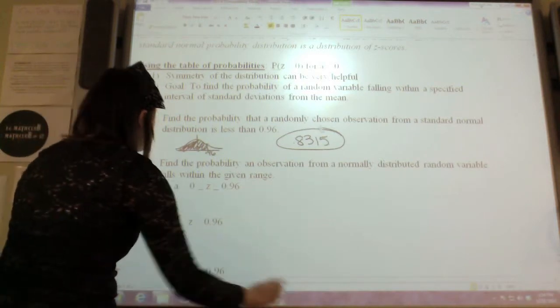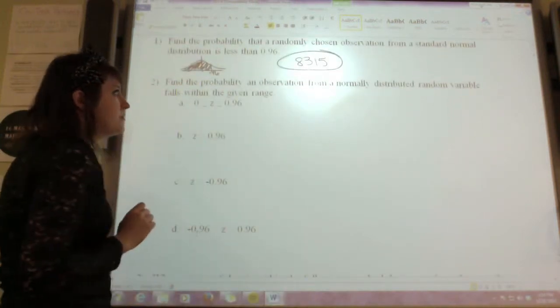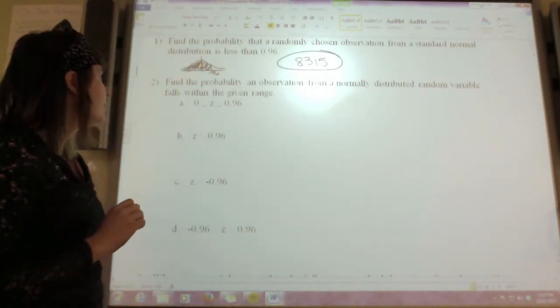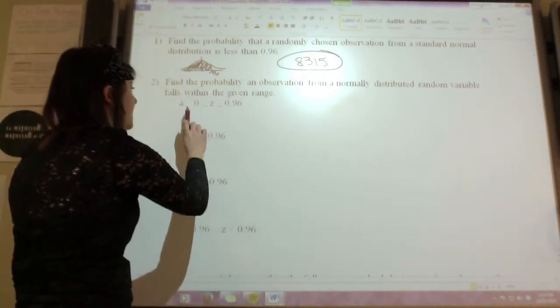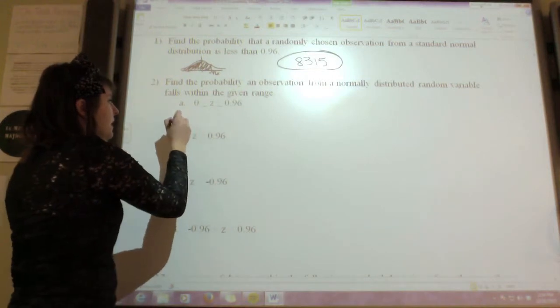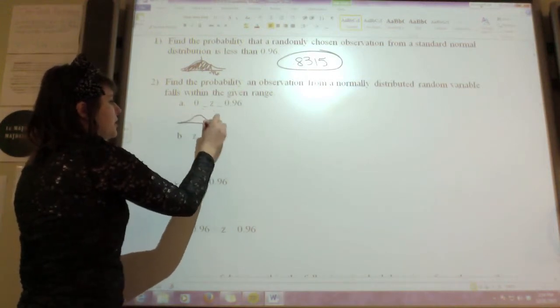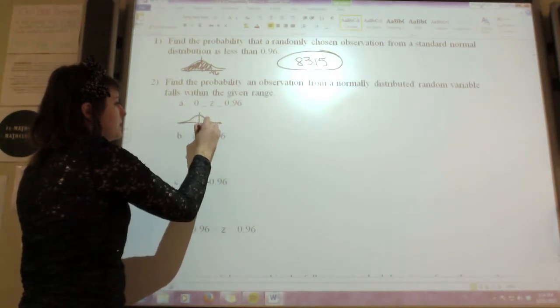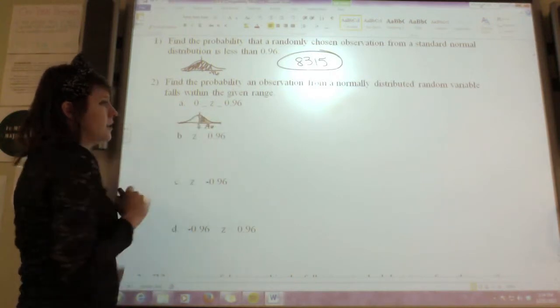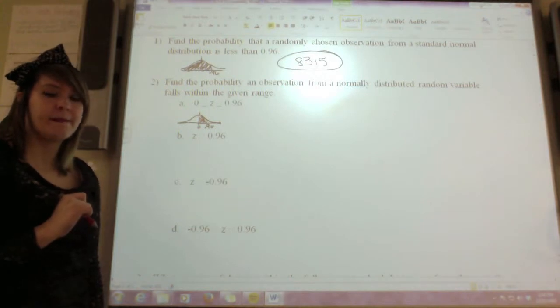Okay, next up, I want to find the probability that an observation from your normally distributed random variable falls within the given range. So if I want to find something that's between 0 and 0.96, I'm just going to start by sketching a little picture here. So here's 0, and here's 0.96. So I want this shaded area right here.